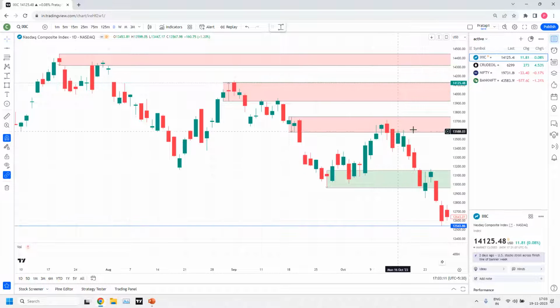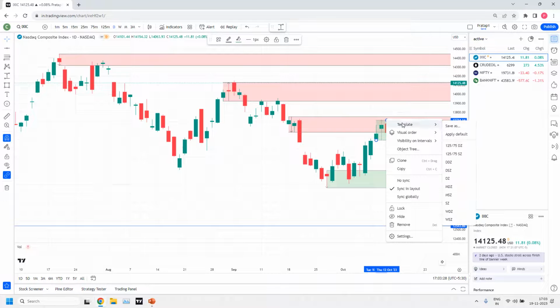But are there any supplies here? We can draw one more supply zone here. We have a leg candle, medium size leg candle. We have 3 base candles. So we have a supply zone here. Let me change the color.